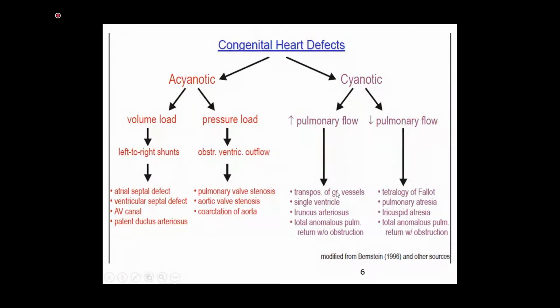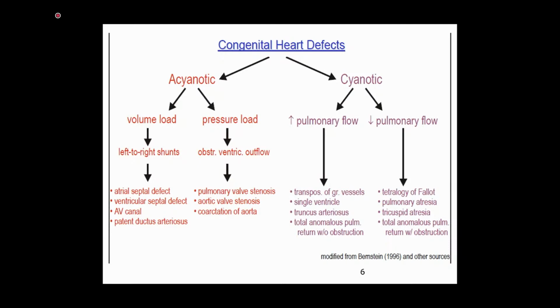So for example, when you have transposition of great vessels, TGA, or you have a single ventricle, when the ventricular septum does not form and you end up with one ventricle, or something goes wrong and only one ventricle develops. Or you have truncus arteriosus, so that you only have one trunk getting out of both ventricles, and the blood mixes in the trunk that is supplying the lungs and the rest of the body.